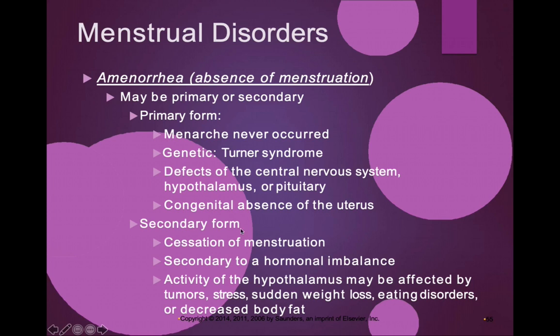There's a secondary form of amenorrhea. This is when the menses stops. There's cessation of the menses. And this could happen secondary to hormone imbalances. There could be activity of the hypothalamus that may be affected by perhaps a pituitary tumor, abnormal stress that's throwing off the hypothalamic function and the pituitary function, sudden weight loss. We know that there are issues with different types of eating disorders as well that could lead to fat loss, and when fat percentage drops below 10 or 11%, maybe even a little bit less, then that can also be a major cause of amenorrhea.